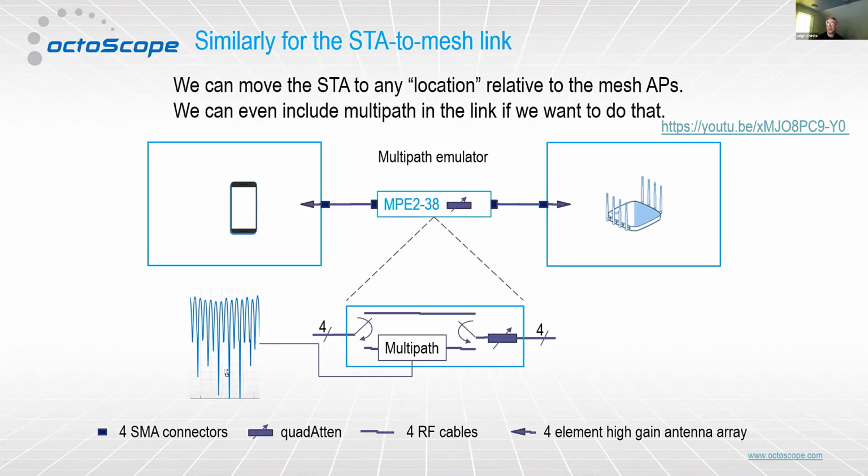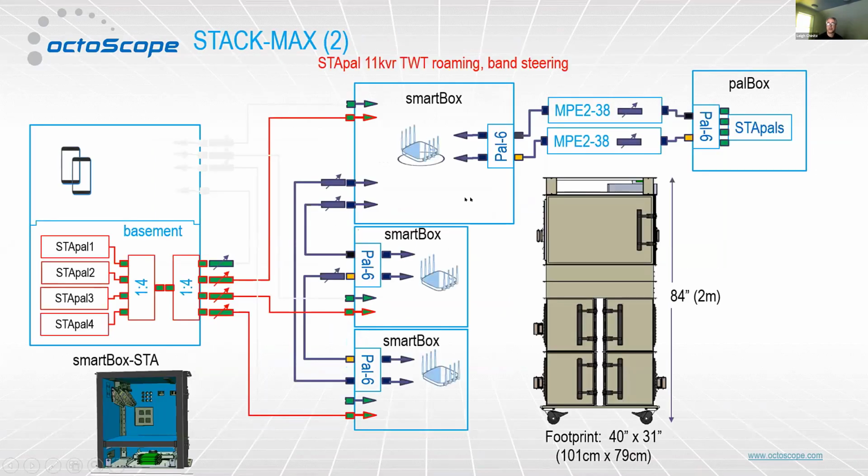And we can even include multipath in the link, for example, between a station and a device by including the multipath emulator instead of an attenuator. Again, as discussed in one of our previous demos. So for example, in this stack, we can use our stay pals as devices to roam through our mesh. Now, we've already set up our mesh as we just described using these attenuators. We can now use these attenuators simultaneously to essentially move the PAL across the mesh and then see how the device performs in the presence of the mesh.